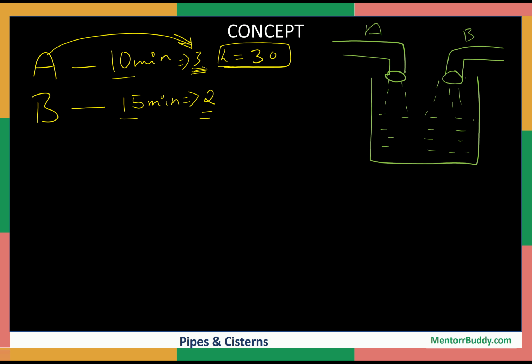Similarly, you can cross verify it with B. If the amount of work done by B in 1 minute is 2, how much work will be done by B in 15 minutes? That is 15 multiplied by 2, which also comes out to be 30. So efficiency is the amount of work done by pipe A or pipe B in 1 minute.